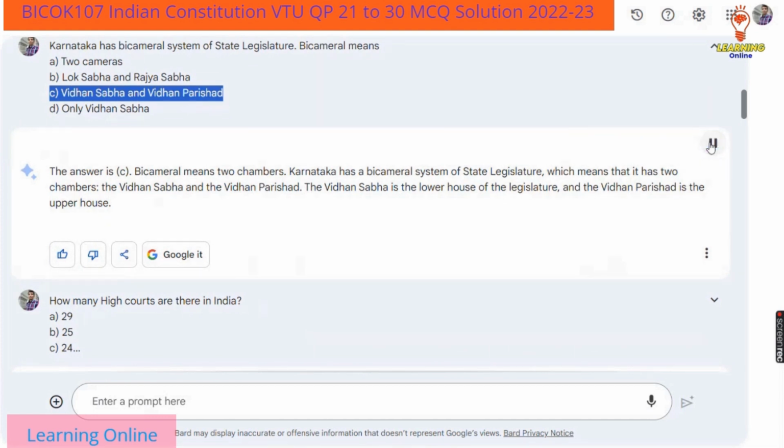The answer is C. Bicameral means two chambers. Karnataka has a bicameral system of state legislature, which means that it has two chambers, the Vidhan Sabha and the Vidhan Parishad. The Vidhan Sabha is the lower house of the legislature, and the Vidhan Parishad is the upper house.